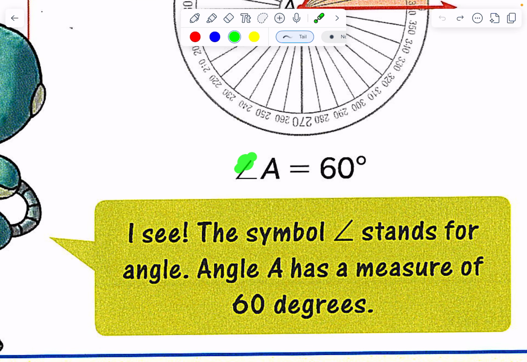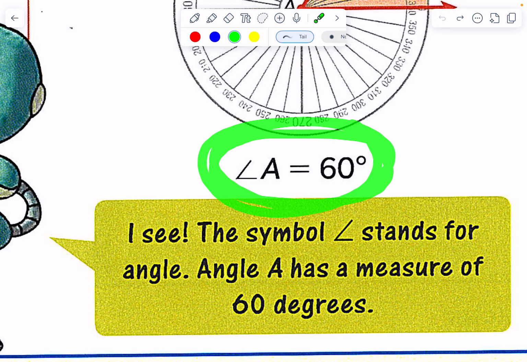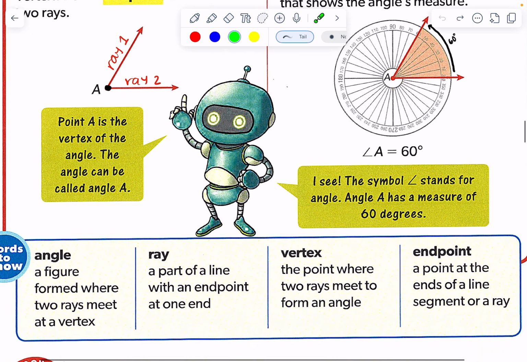Students are going to be seeing this symbol right here. Please make sure they do not confuse this with the less than sign, even though it looks like it, it is not. The symbol stands for the word angle. And so you would write this to say that angle A has a measure of 60 degrees.